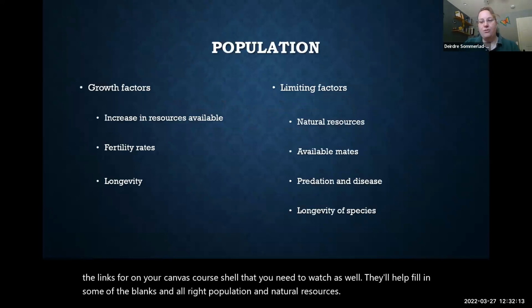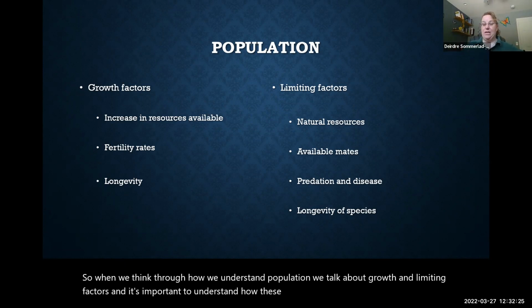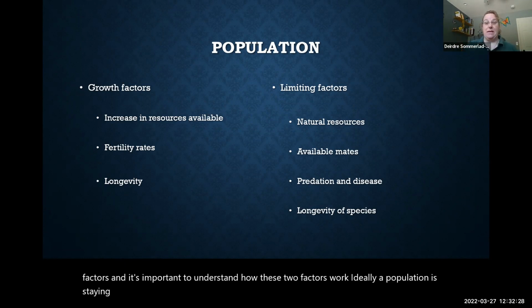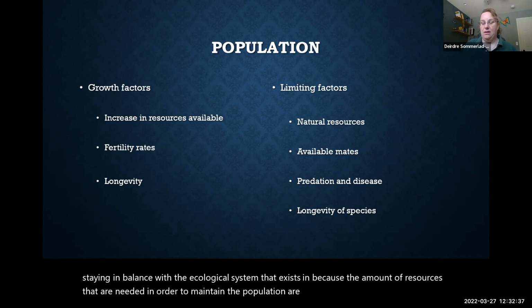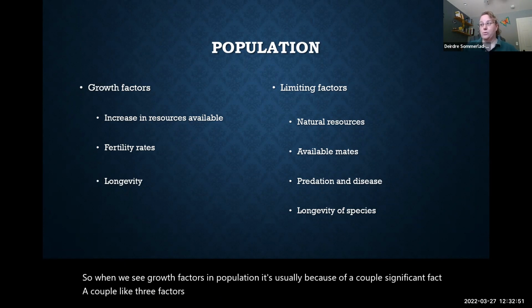When we think through how we understand population, we talk about growth and limiting factors. It's important to understand how these factors work. Ideally, a population is staying in balance with the ecological system that it exists in, because the amount of resources needed to maintain the population is based on the ecological systems you're in. When we see growth in population, it's usually because of three significant factors: an increase in available resources, fertility rates, and the longevity of the population.